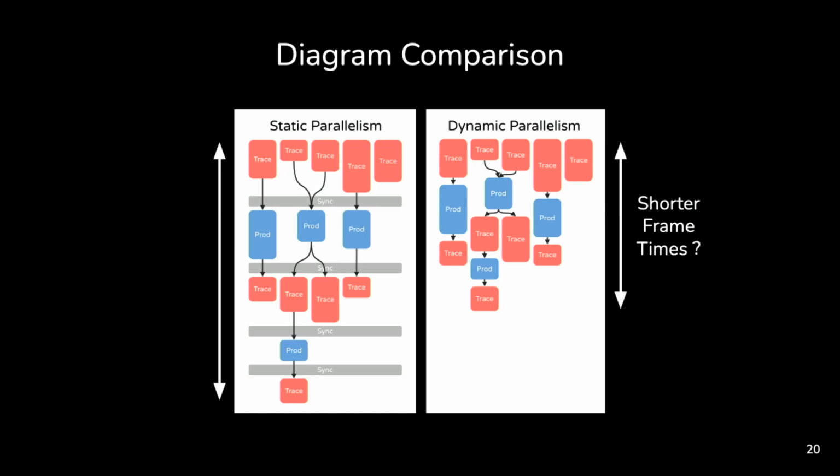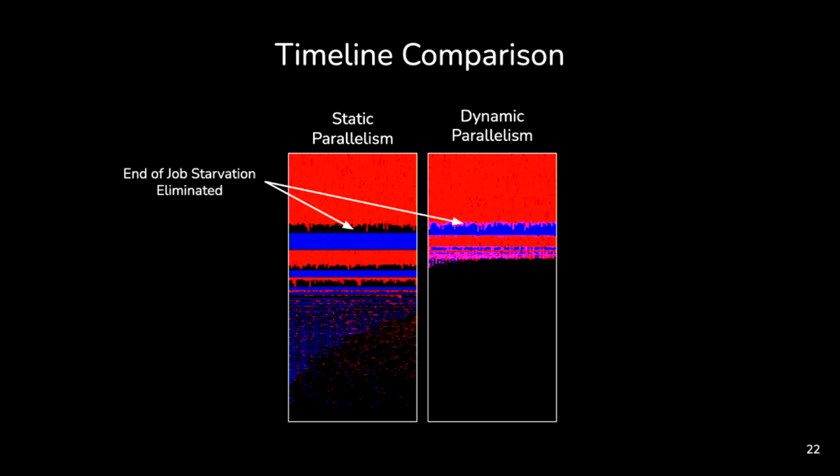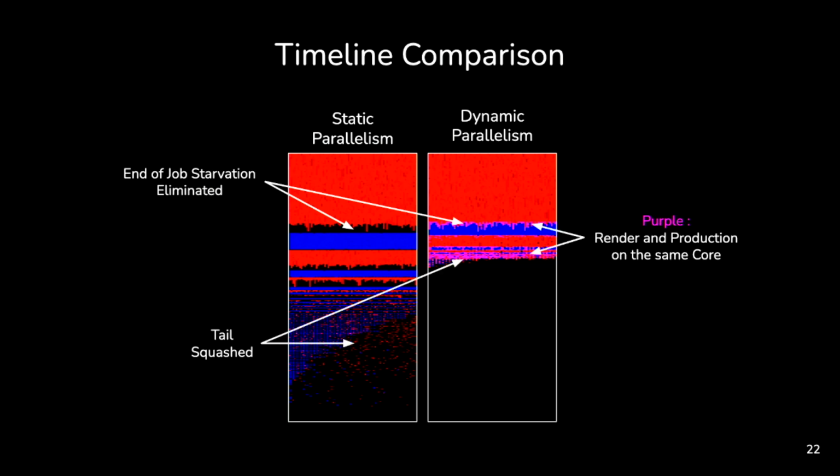So if we compare the diagram, we can see that hopefully we should have much shorter frame times. And indeed, if we look at our timeline comparison, we were able to approximately double the performance. So we were able to eliminate the end-of-job starvation and really scratch down the tail. And you can even see that there is some purple, which means that the same core is doing ray tracing and production at the same time, which is possible because of hyperthreading.